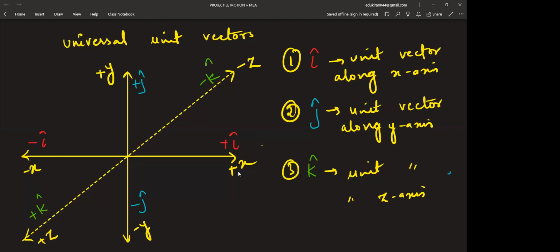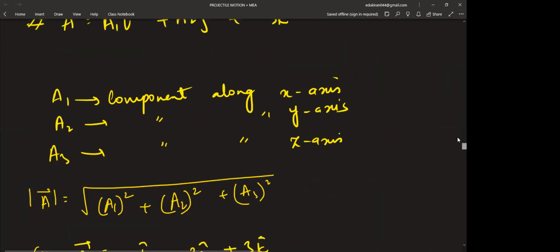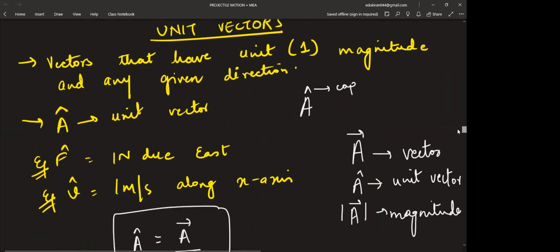So for positive x-axis, we write plus i cap. For negative x-axis, we write minus i cap. Likewise, for positive and negative y-axis and z-axis, this is how we write it. Okay, this is the origin. So this is how we write the unit vectors. Let's see the applications of it, but first write it down. Then I'll tell you this Cartesian form. Write down this first.